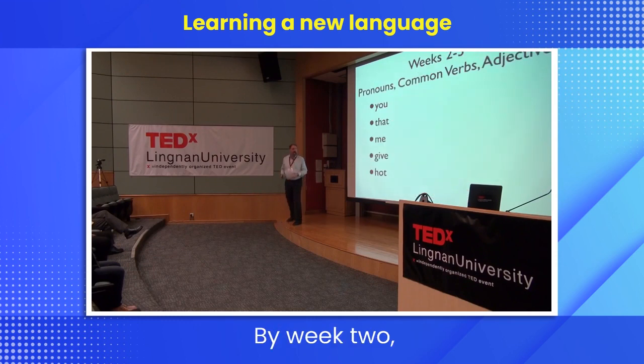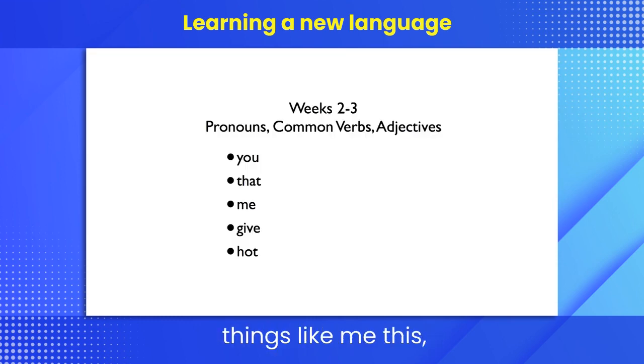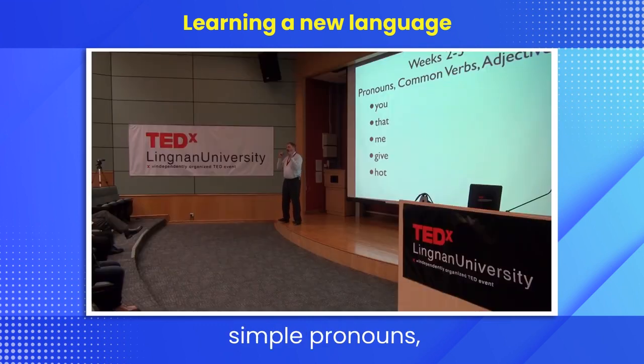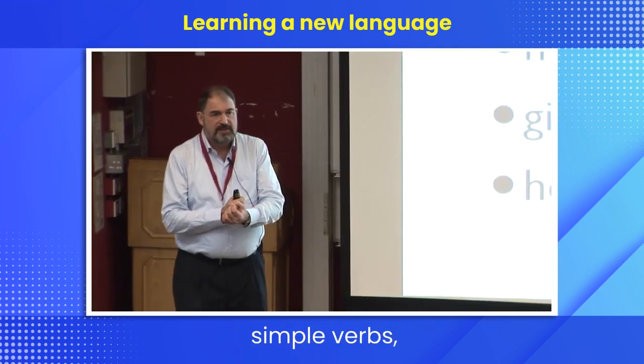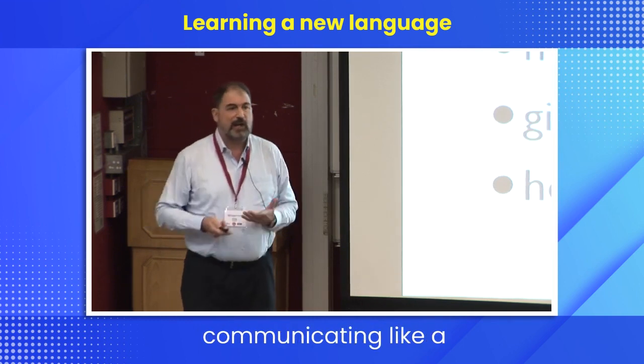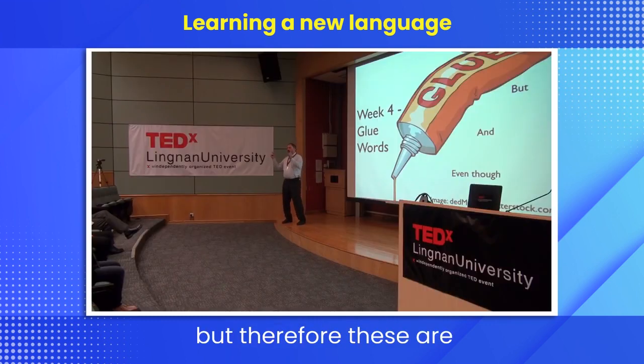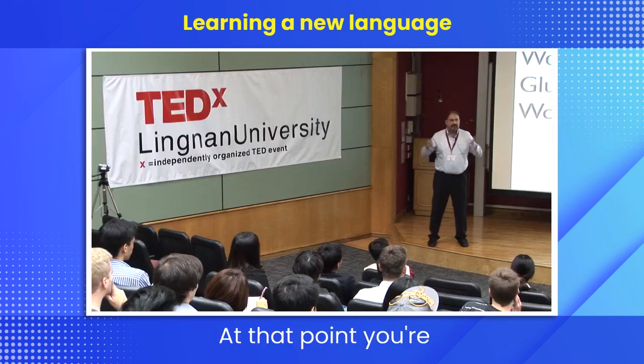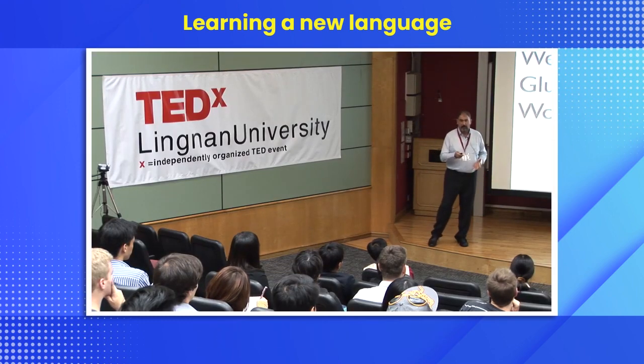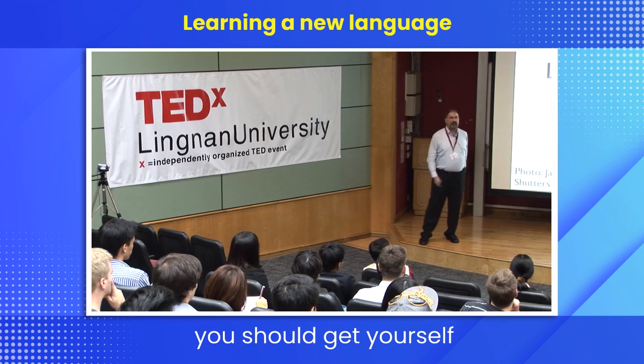By week 2, you should be saying things like me, this, you, that, give, hot, simple pronouns, simple nouns, simple verbs, simple adjectives, communicating like a baby. And by the 3rd or 4th week, you're getting into what I call glue words. Although, but, therefore, these are logical transformers that tie bits of a language together, allowing you to make more complex meaning. At that point, you're talking. And when you're doing that, you should get yourself a language parent.